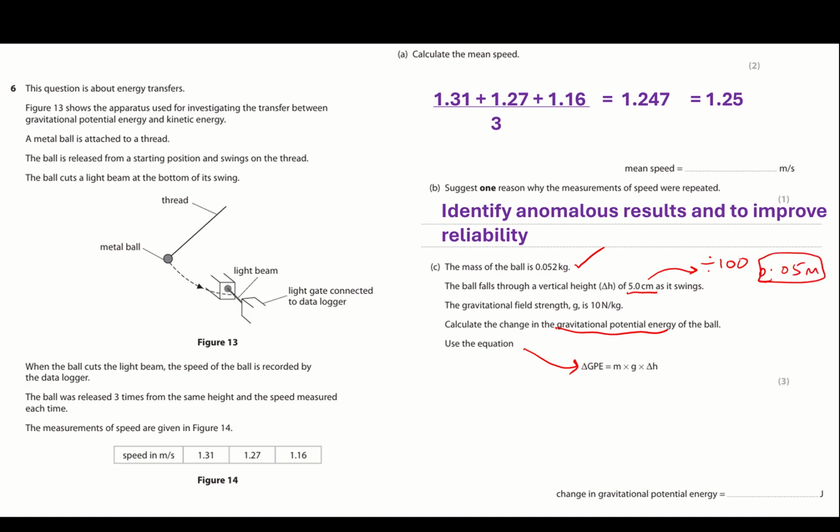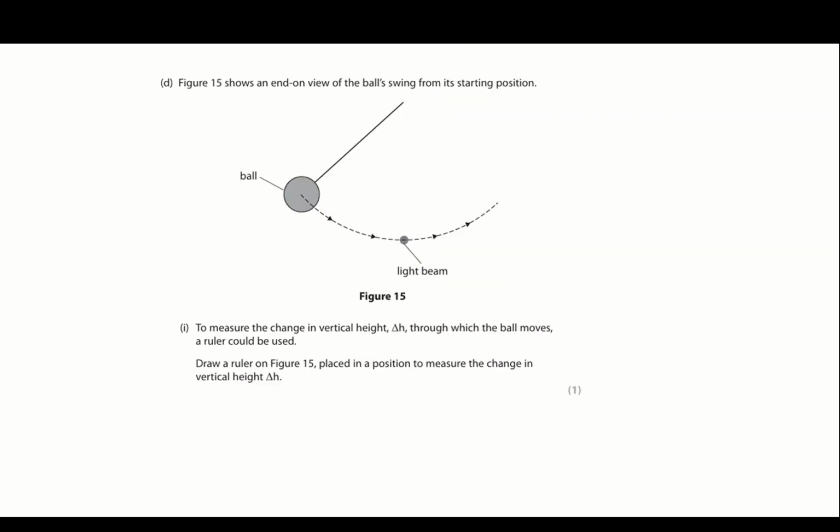And we're going to need that. And it gives us the gravitational field strength of 10, perfect. And then we're ready. So you can just see the only problem there is you have to change that height. So multiply all that together and you get 0.026 joules.